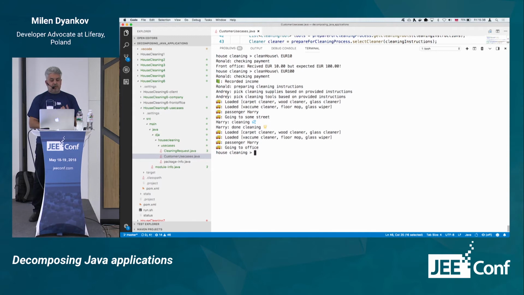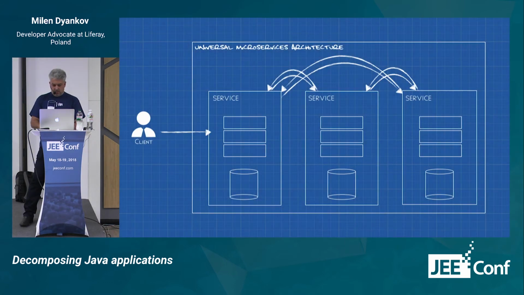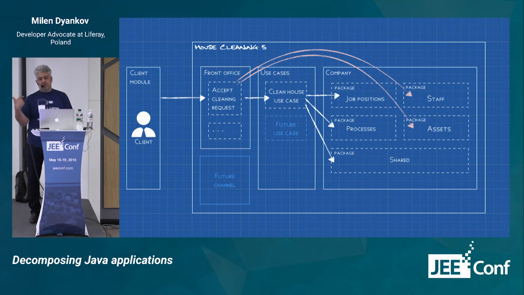And you will see that we still have Ronald and Andrei and Hari doing their own thing. Right, but can I still abuse this to borrow the van? Oops, I can. Can I borrow the tools? Oops, I can. Why can I still do this? Let's look at example 5, which I skipped, but again, the code is exactly the same, and you will see how this differs from example 6 in a second.